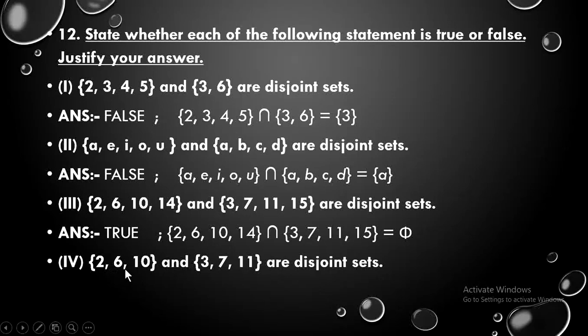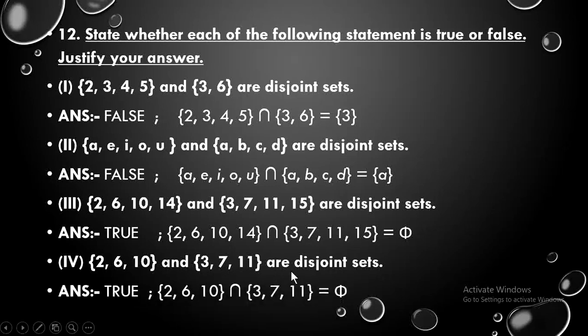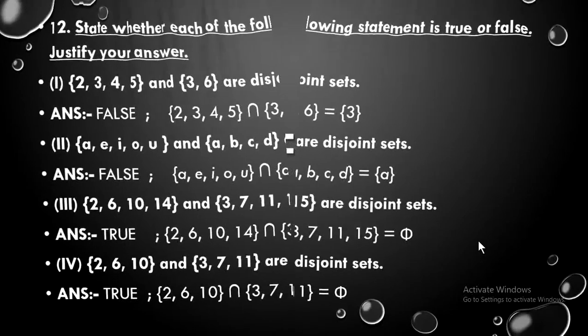Next one you have 2, 6 and 10 and 3, 7, 11. Now again here nothing is repeated, so the statement is true because they are disjoint sets.